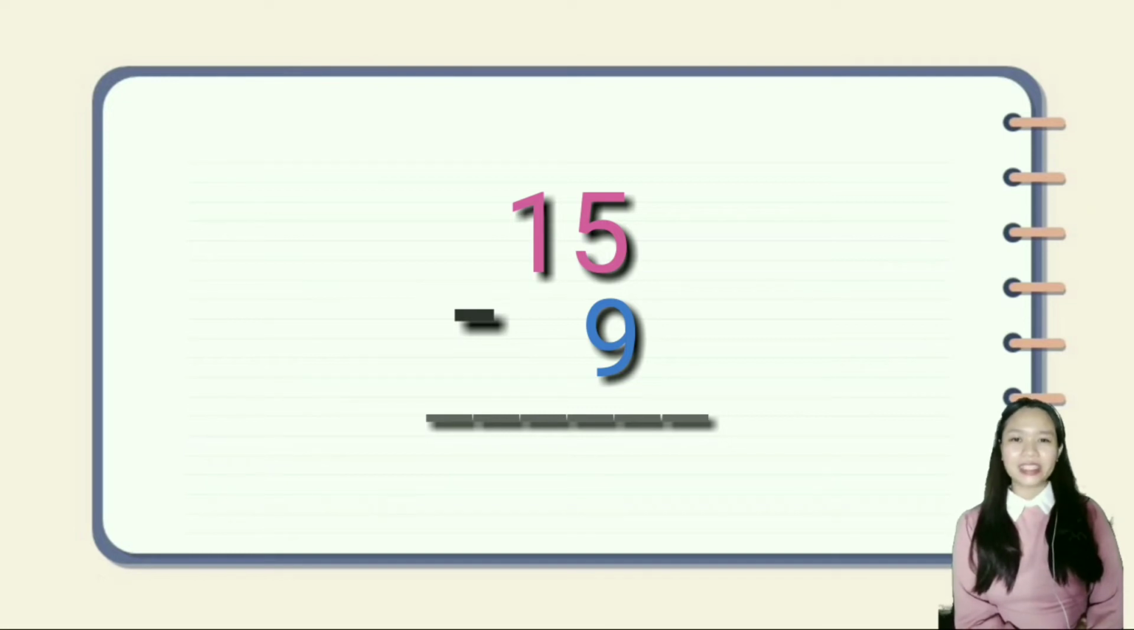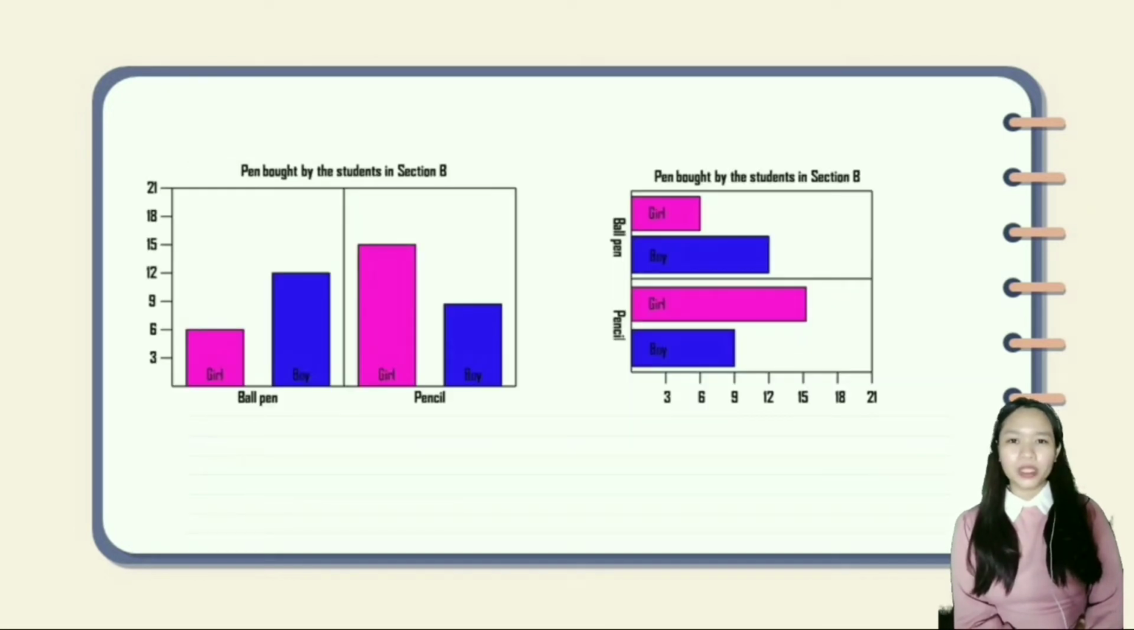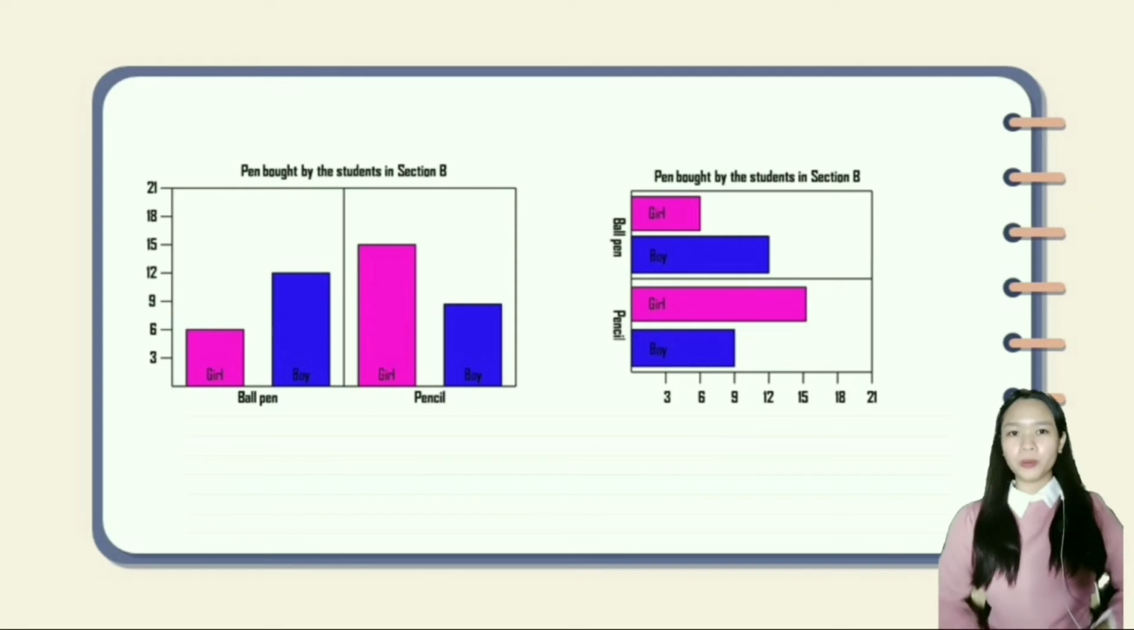Correct. The answer is 9. How many boys bought ball pens? Correct. 12. How about girls? Right. 6. How many more boys than girls bought ball pen? Correct. The answer is 6.